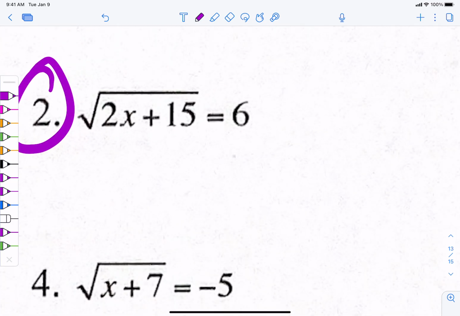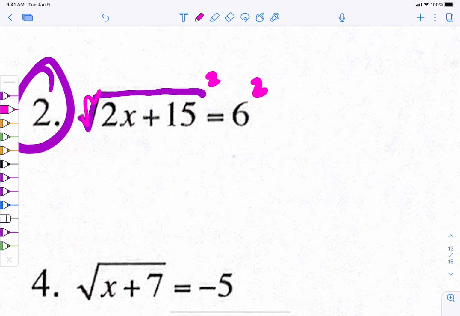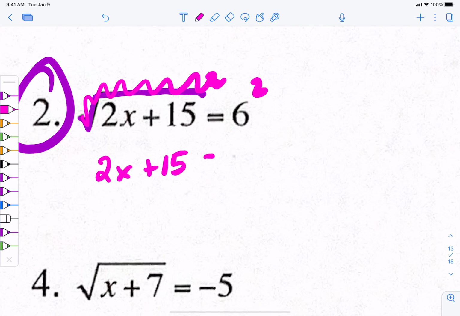Number 2. The first thing that we need to do is isolate the radical, and the radical is by itself on this side. It's done. Okay. How do you get rid of that radical, that square root? You square it. We do the opposite of square root, which is square, and that cancels it out on this side. So what's underneath just falls down. So it'd be 2x plus 15 equals 36. You don't square what's underneath because it just falls out, because the square root and the square cancel each other.